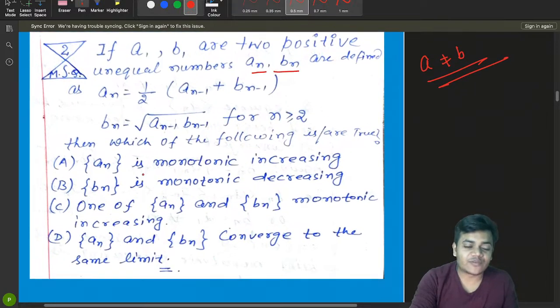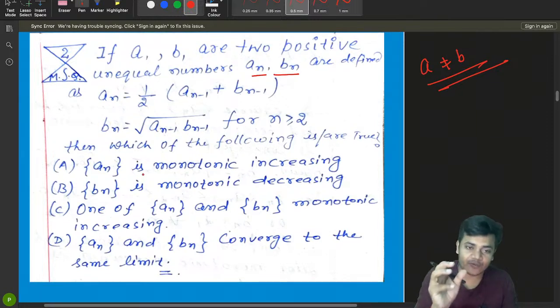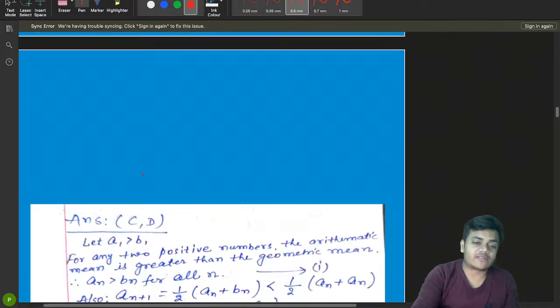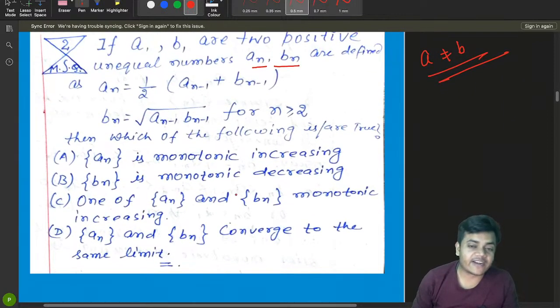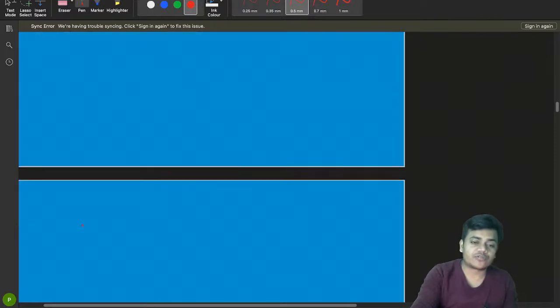So first of all, I would like to say certainly these sequences are monotonic, but which one is monotonically increasing and which one is monotonically decreasing is really interesting. So first of all, I would like to say options C and D are the correct answer for this. One of an and bn is monotonically increasing, either one of the two will be monotonically increasing, but an is not monotonically increasing. We will see it. And one more interesting thing is that both the sequences converge to the same limit. So we are going to see all these things.